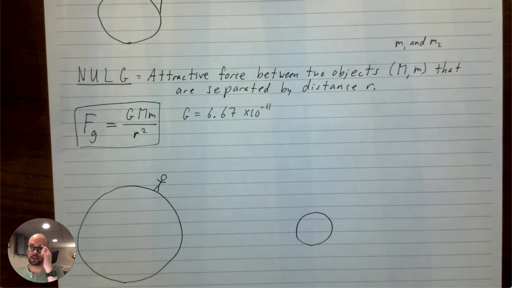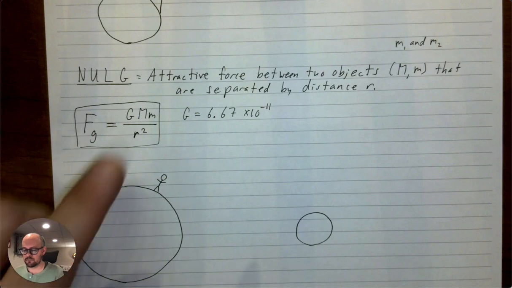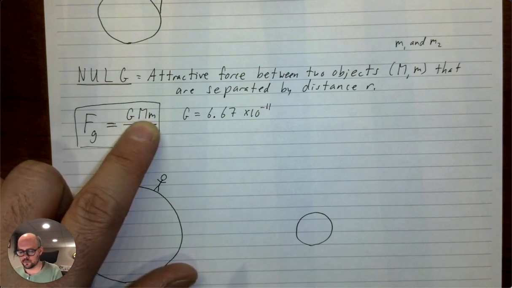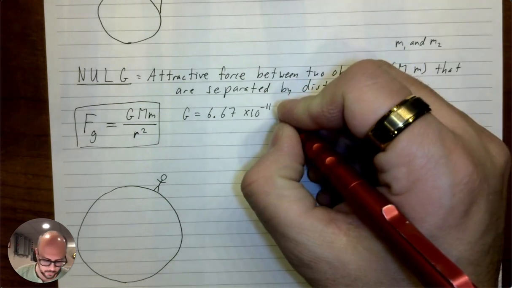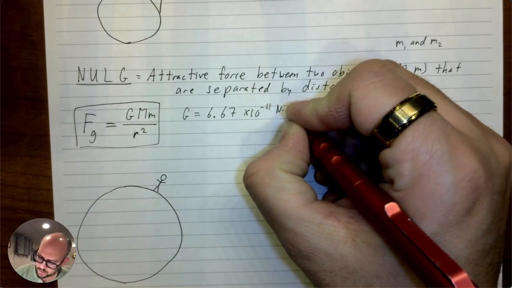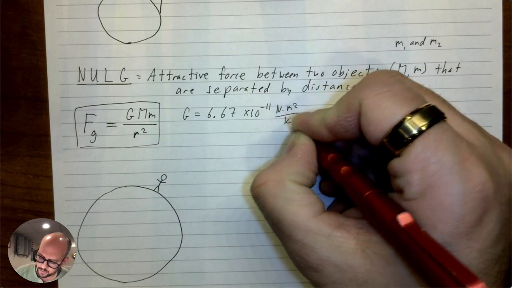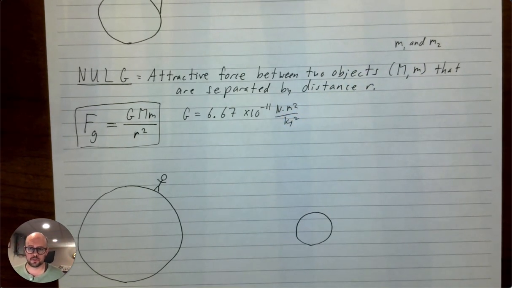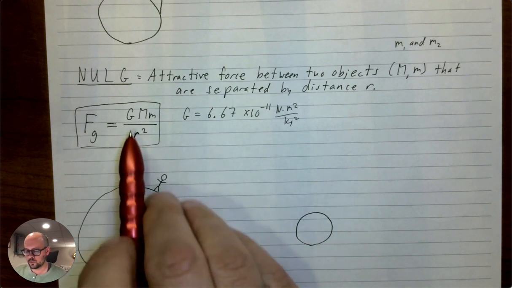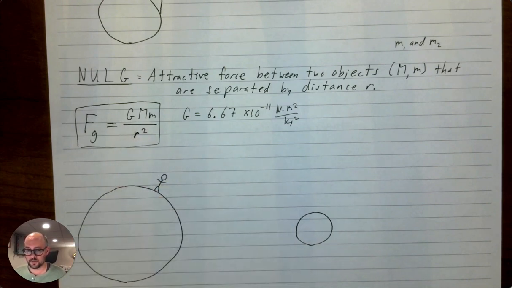And so the point of that really, really small number is that it takes really, really large masses for the force of gravity to be noticeable. Now the units for big G are Newton meters squared per kilogram squared. You do not need to know about those units. You just need to be able to use them if you're doing a calculation, but you're not going to do that many calculations.